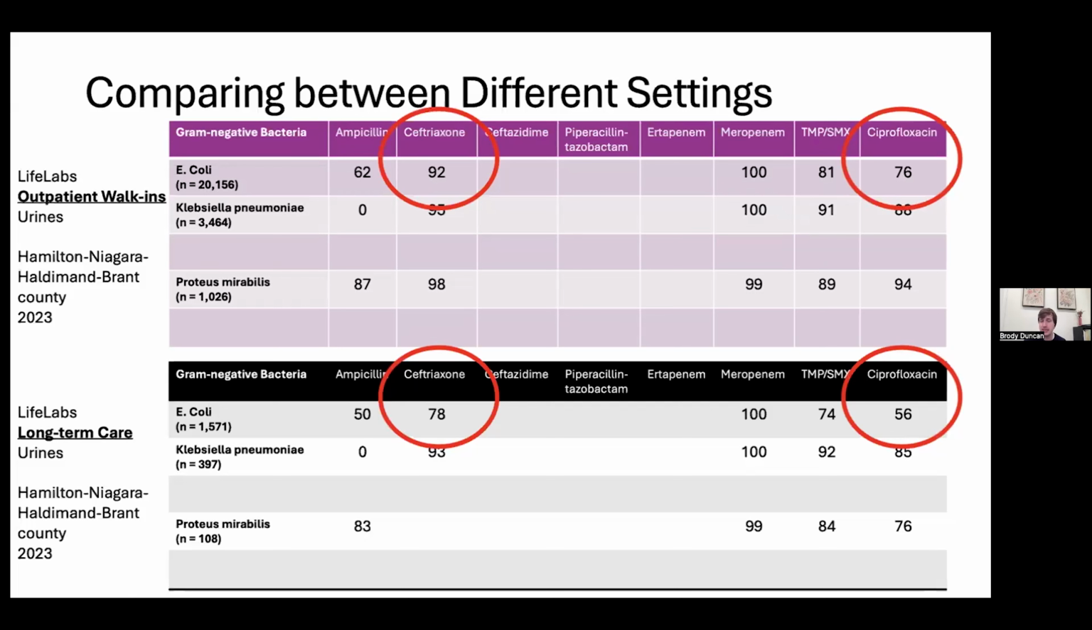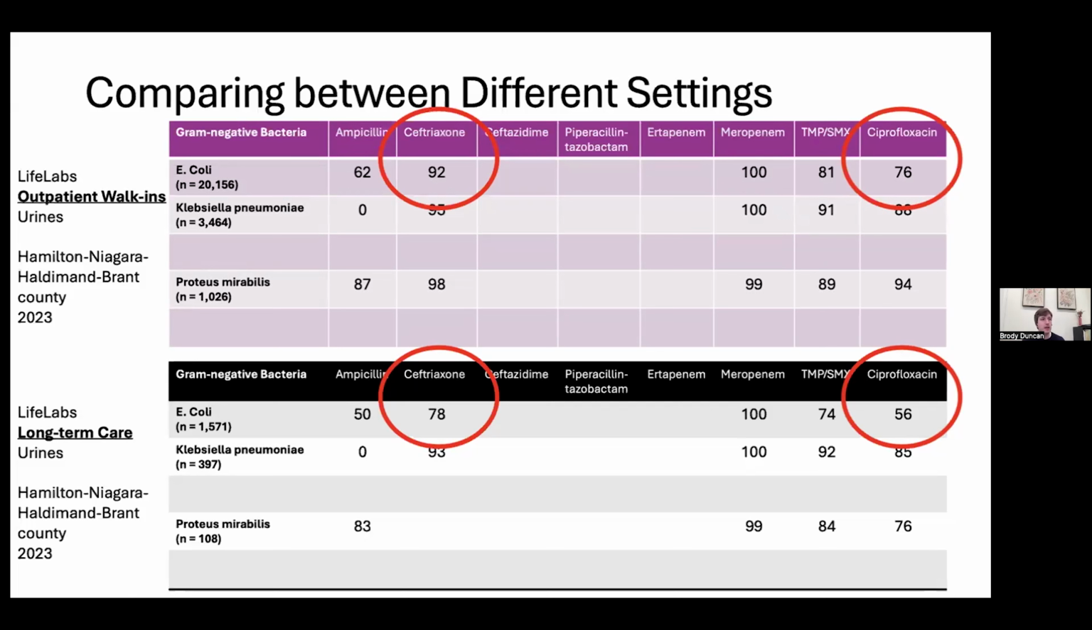If we look at the 20,000 E. coli that Life Labs had in 2023, for outpatient walk-ins the ceftriaxone rate is 92%, while in the long-term care facilities it was 78%. And similarly, looking at ciprofloxacin, some doctors for some outpatients, depending on patient factors, might be able to get away with ciprofloxacin, right? While in our long-term care facility, ciprofloxacin really is a bit more of a coin flip in terms of whether it's going to work. And I think this is a nuance that a lot of people don't necessarily appreciate.